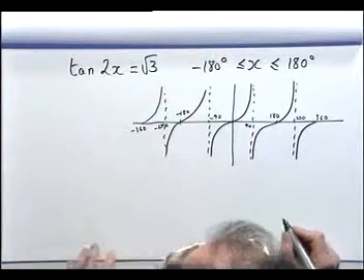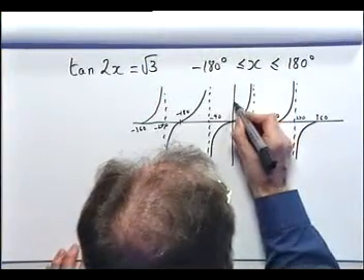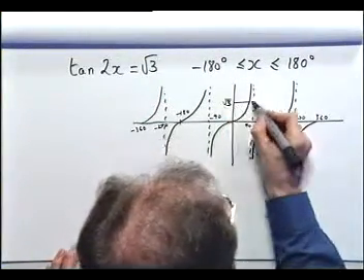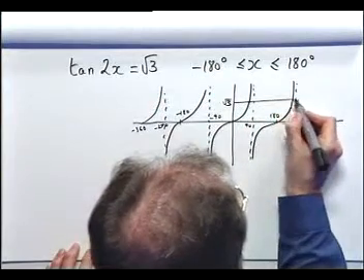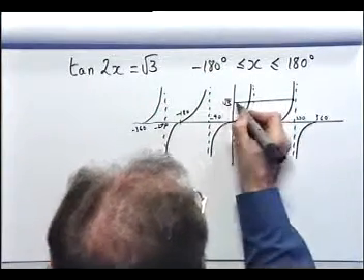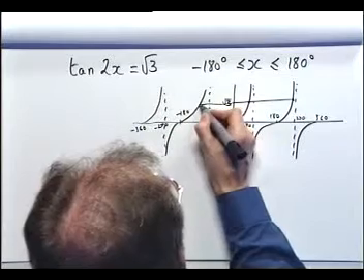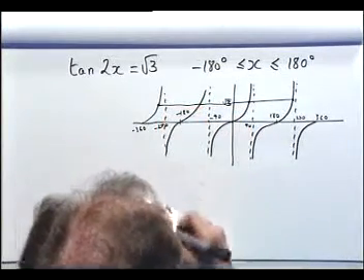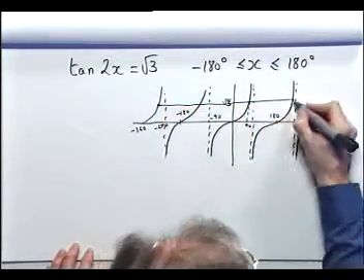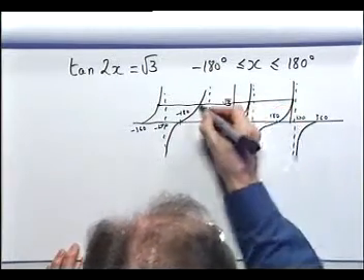Now 2x is root 3. The angle whose tangent is root 3 we know is 60. So we go across here at root 3 and we meet the curve there and there. And we come back this way and we meet it there and we meet it there. So our answers are down here.